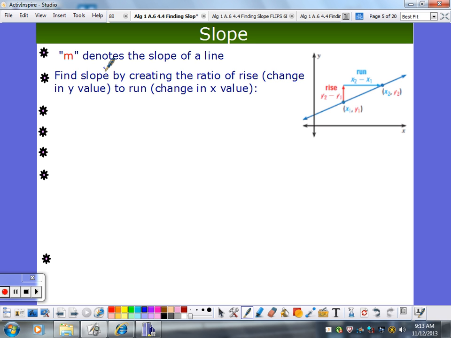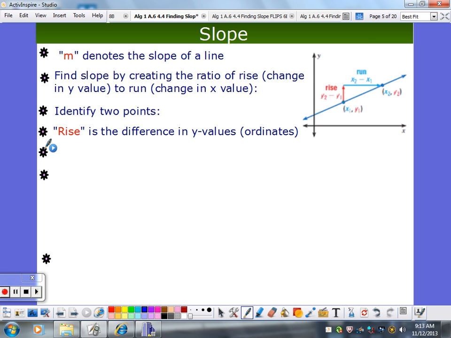All right. Find the slope by creating the ratio of the rise over run. The change in the y over the change in the x's. And the way you do that is you find two points. The rise is the difference in the y values. The run is the difference in the x values. And I'm throwing in my ordinate and abscissa words. Remember those words? The ordinate is the y value, or the abscissa is the x value. And here it comes. You ready for the formula?